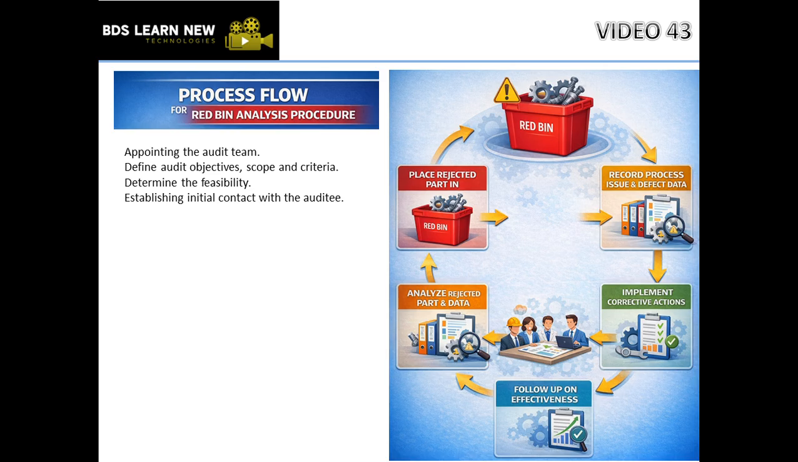Now, this is the process flow for the red bin analysis procedure. First of all, as you can see, we have the red bin. We place rejected parts in this red bin. Then we record process, issue, and defect data: what defects we are getting and what issues we are encountering with the rejected parts in the red bin. Then we implement corrective actions.